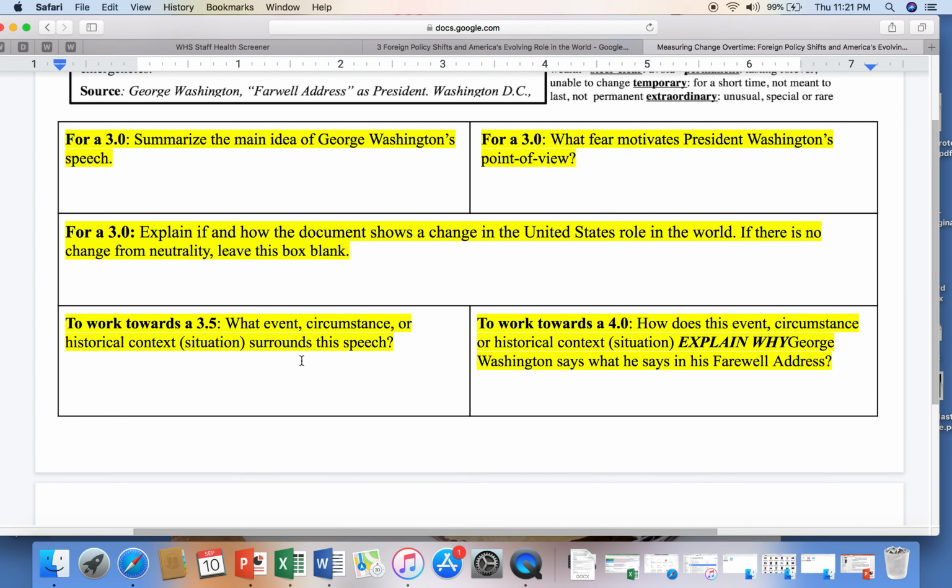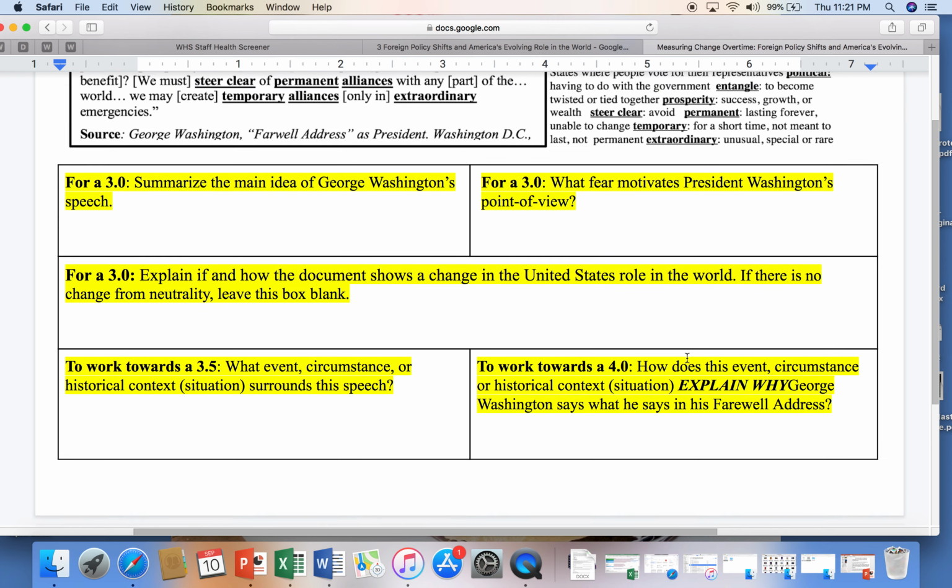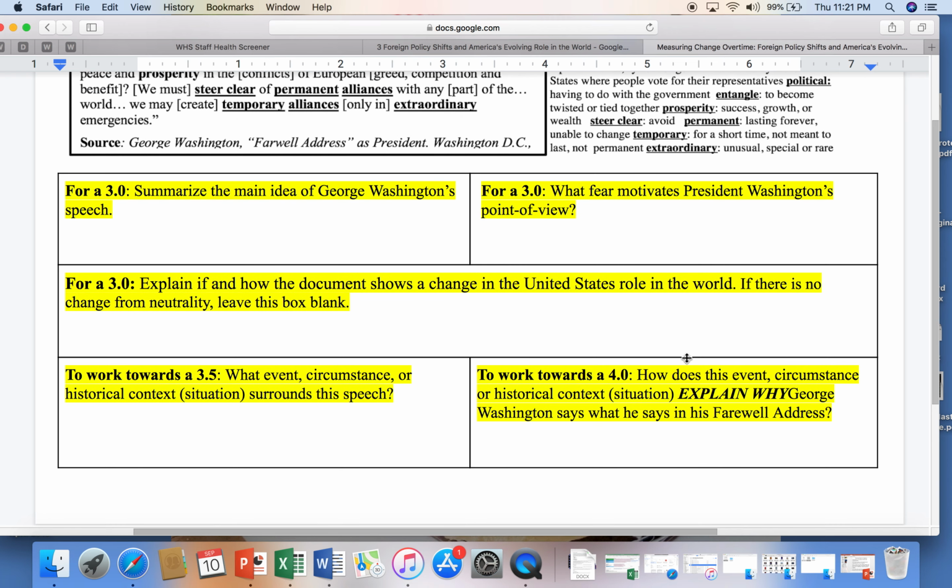For a 3.5, we have to identify what event, circumstance, or historical context, that is to say situation, surrounds the speech. And then for a 4, how does this event, circumstance, or historical context, that is to say situation, explain why George Washington says what he says in his farewell address? I'm feeling particularly challenging today, so I'm going to go on ahead and model all 5 of these, so for those of you wanting a 3.5 or a 4, you can see what you need to do.